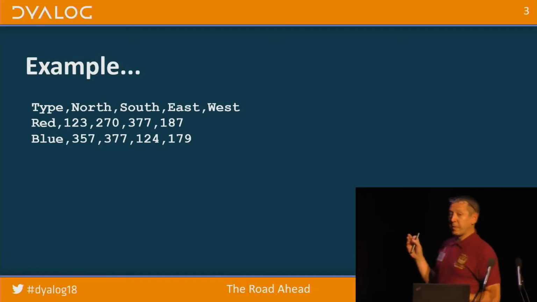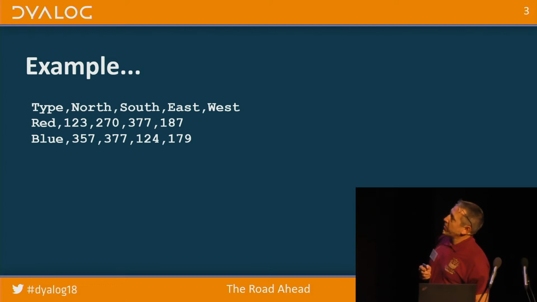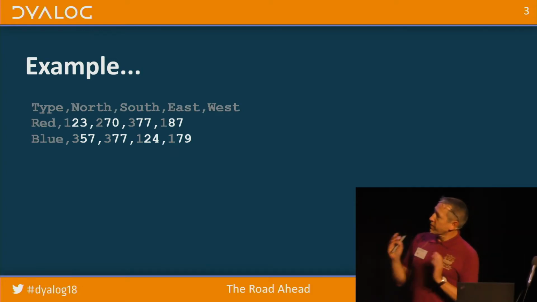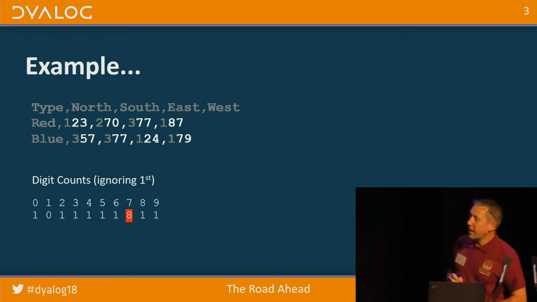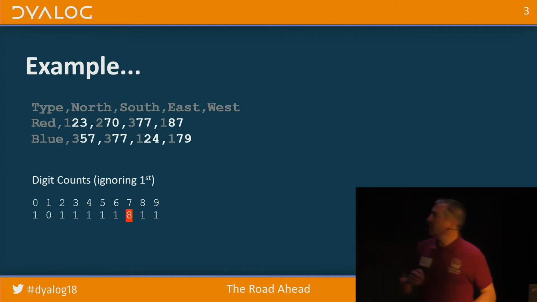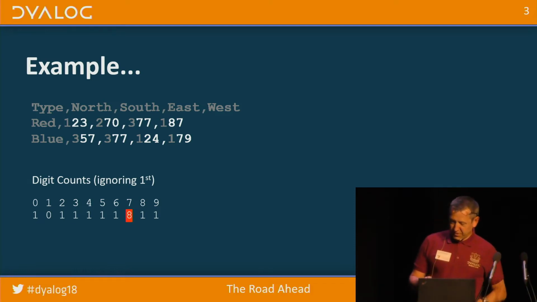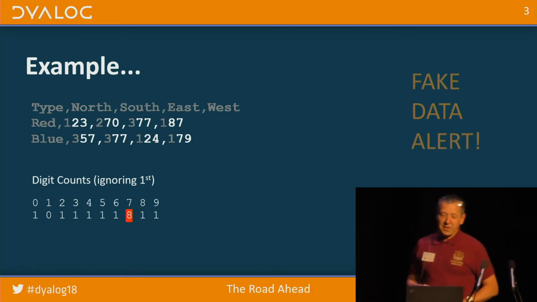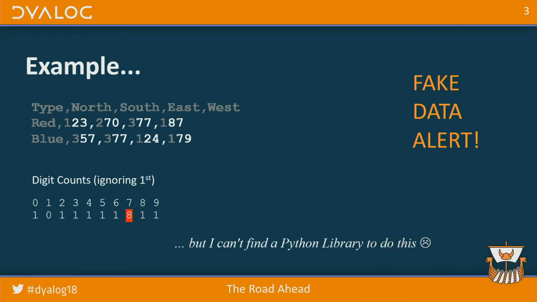So for example, if somebody gave me this CSV file here, I thought it might be a good idea to maybe ignore the first digit in each number, then just look at the distribution there and count them up. And then if I had data like this, obviously there's 8 sevens in there. So somebody was, this data isn't right. And you know what? I can't find a Python library to do this.